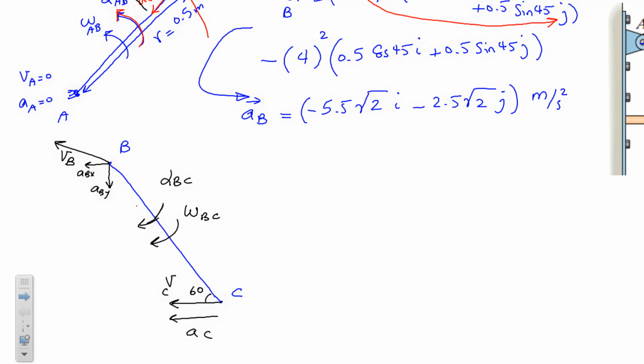I'm interested to find velocity at point C. Whenever you want to find a velocity or the angular velocity, you can always use the IC method. How can we use that method? We need to find the instantaneous center of zero velocity.